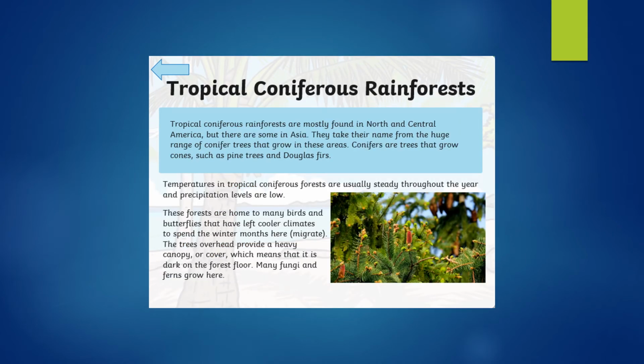Tropical coniferous rainforests are mostly found in North and Central America, but there are some in Asia. They take their name from the huge range of conifer trees that grow in these areas. Conifers are trees that grow cones, such as pine trees and Douglas firs. Temperatures in tropical coniferous forests are usually steady throughout the year, and precipitation levels are low. These forests are home to many birds and butterflies that have left cooler climates to spend the winter months here, so they migrate. The trees overhead provide a heavy canopy or cover, which means that it is dark on the forest floor. Many fungi and ferns grow here.